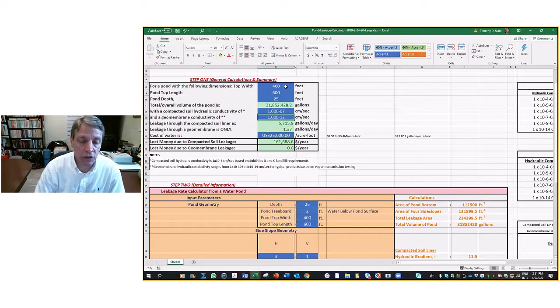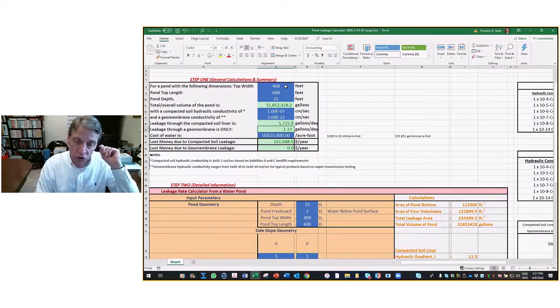If a geomembrane is installed with 1 times 10 to the minus 12 centimeters per second transmissivity or permittivity, the leakage is only about 1.4 gallons per day. This assumes there are no defects in the geomembrane. Another calculator that's under development allows you to install a number of defects in the geomembrane and calculate the leakage. But this pond leakage calculator is just really for a comparison of using compacted soil versus a geomembrane.